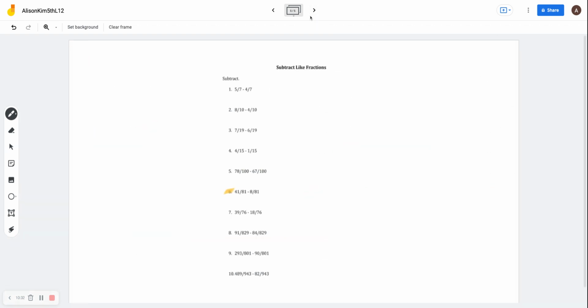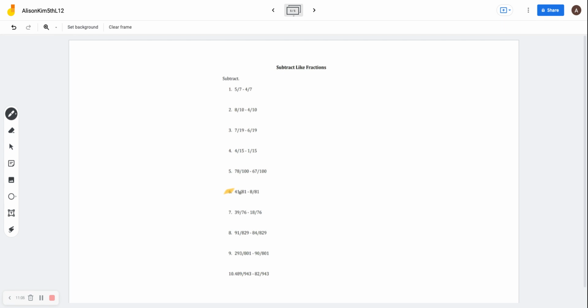Now we're going to be subtracting like fractions. This is actually pretty easy and straightforward because usually when we're subtracting fractions and the denominators are not the same, then we would have to do all kinds of things like LCD, right? But in this case, since all the denominators are the same, we just need to subtract the numerators, and we will just keep the denominators the same. So number 6 gives us 41/81 minus 8/81.